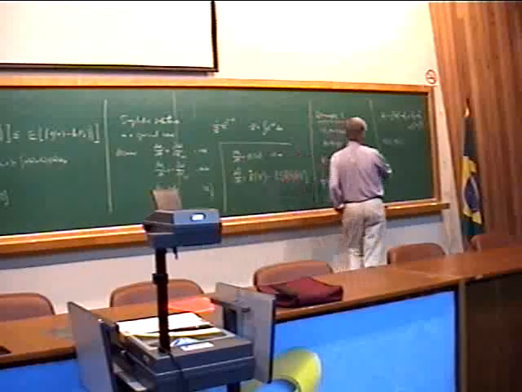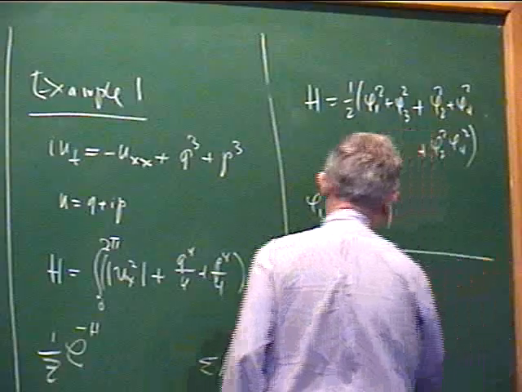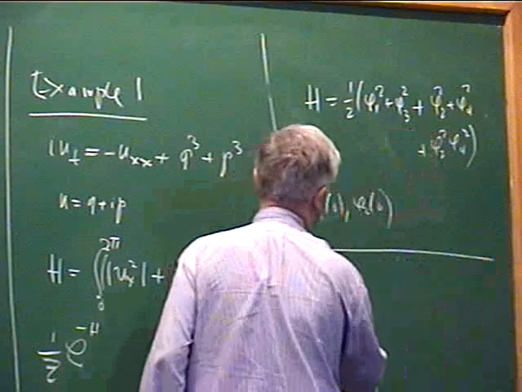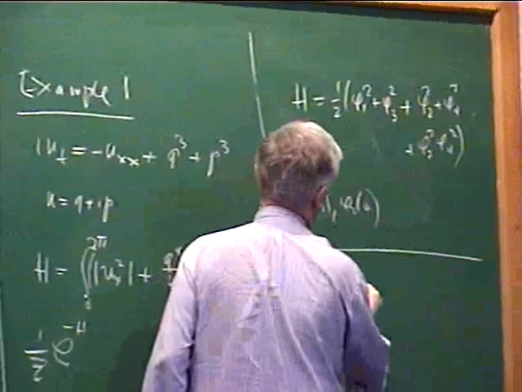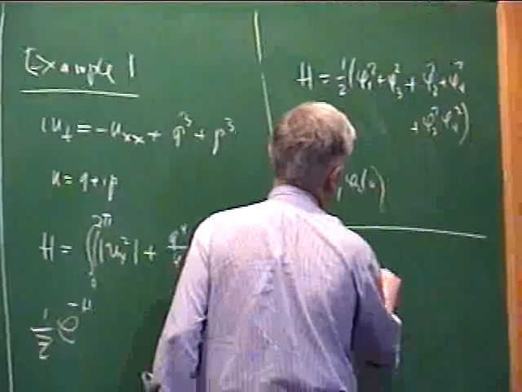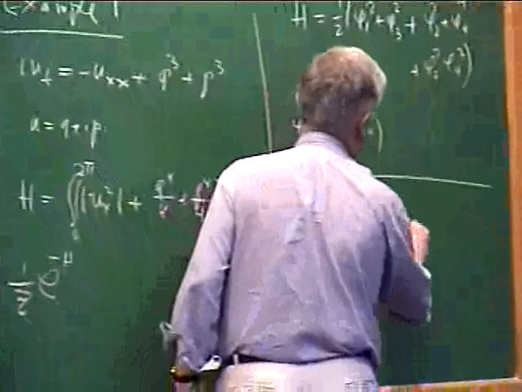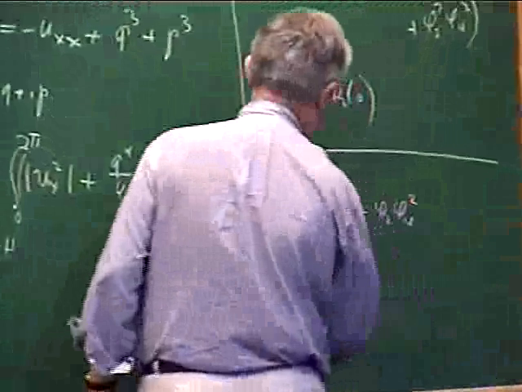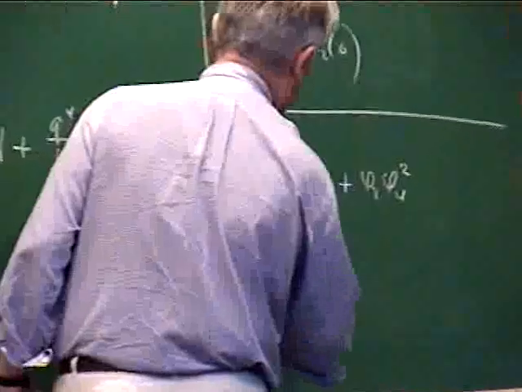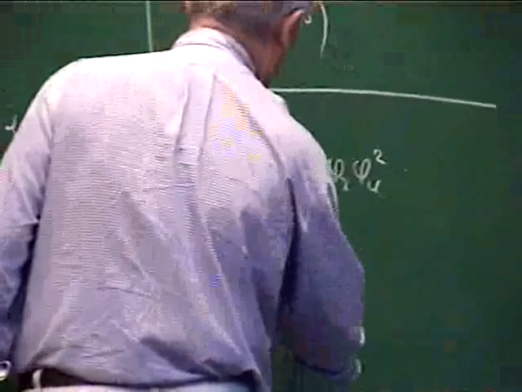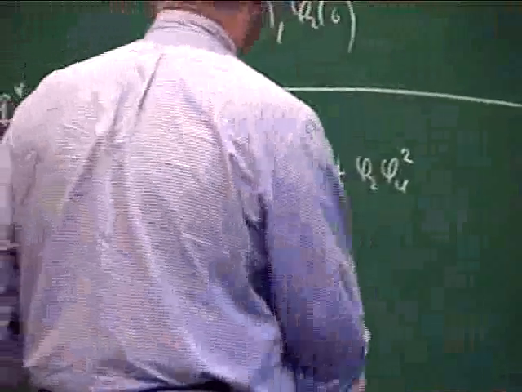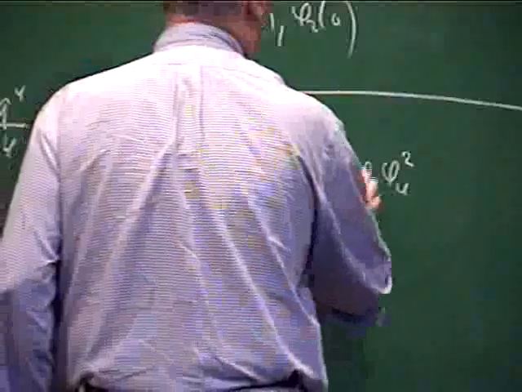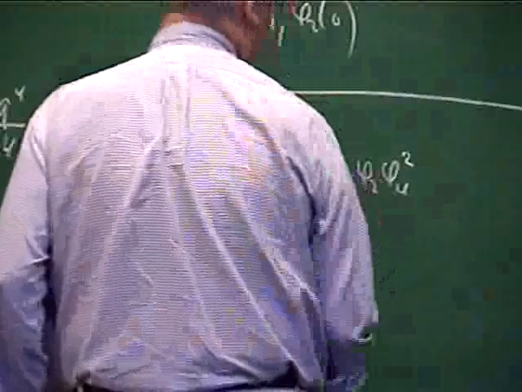Here, the Hamiltonian equations are d phi 1 over dt equals phi 2 plus phi 2 phi 4 squared, and d phi 2 over dt equals minus phi 1. That's, I think, correct, or maybe the minus signs are here and here. It doesn't matter very much.